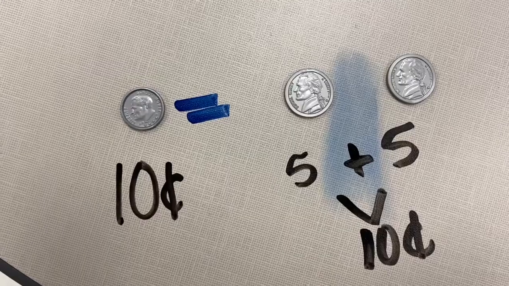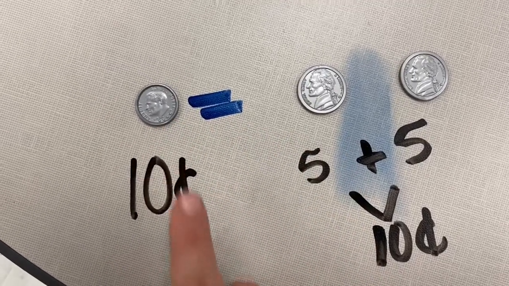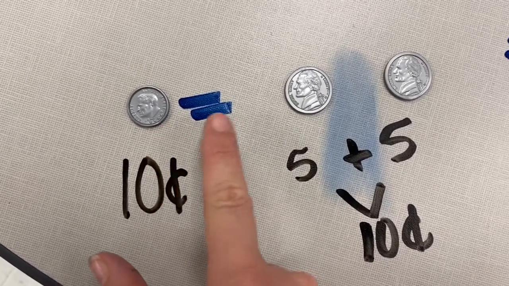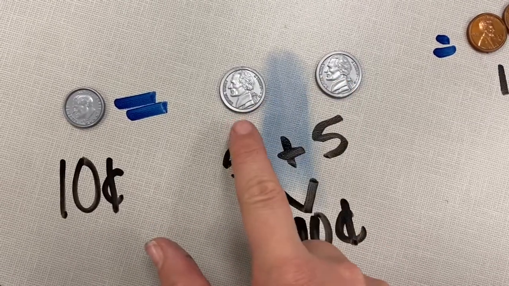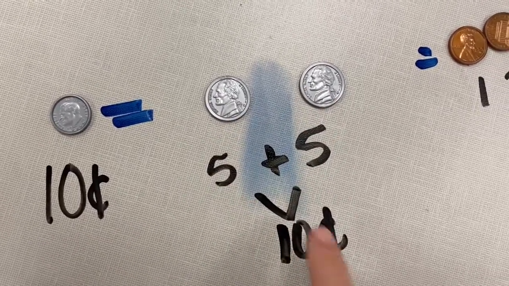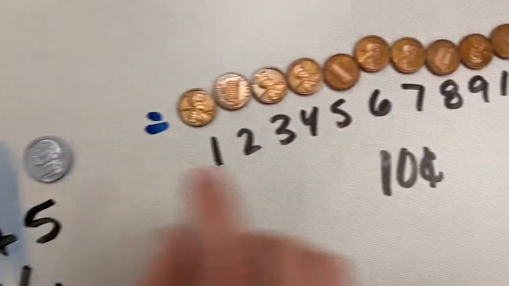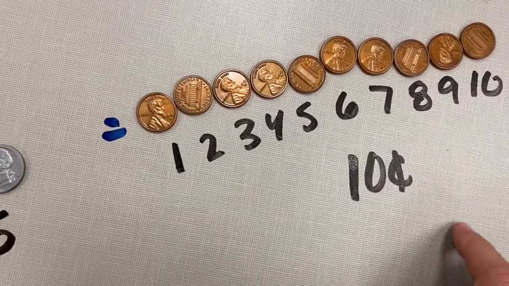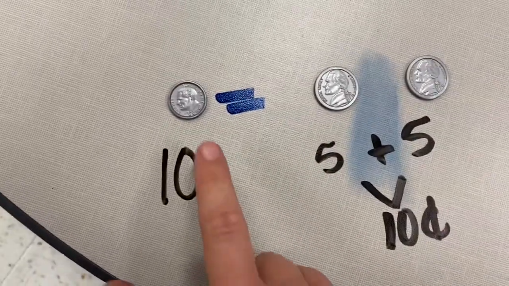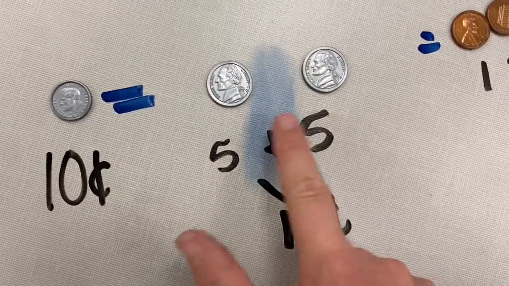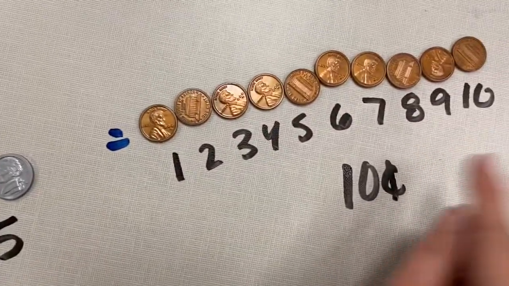When we count coins, we want to remember that a dime is worth 10 cents. So 1 dime is equal to 2 nickels, 5, 10 cents. And 1 dime is the same as 10 pennies, 10 cents. So to make 10 cents, I can use 1 dime or 2 nickels or 10 pennies.